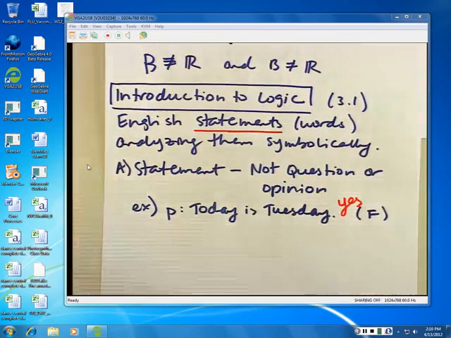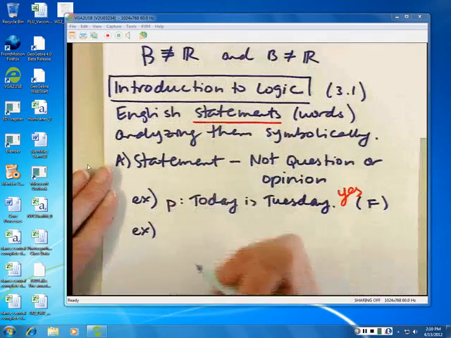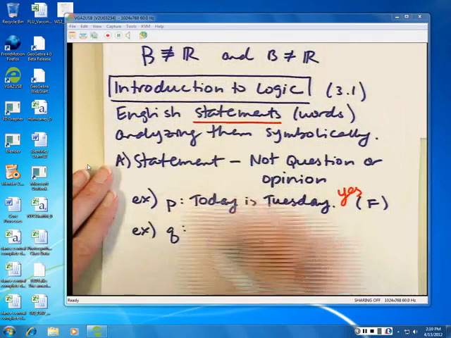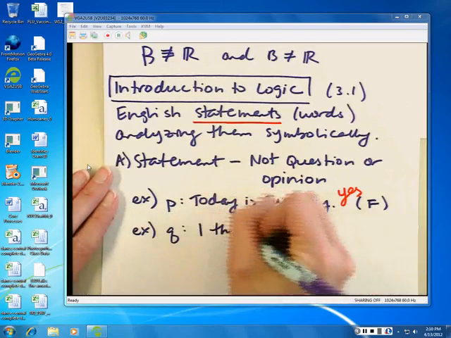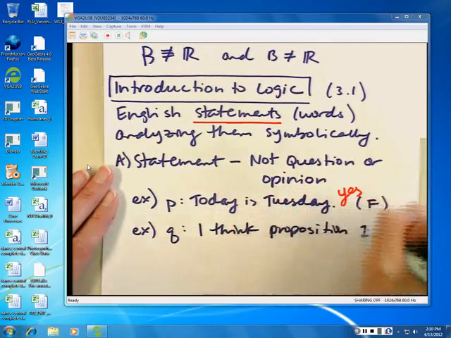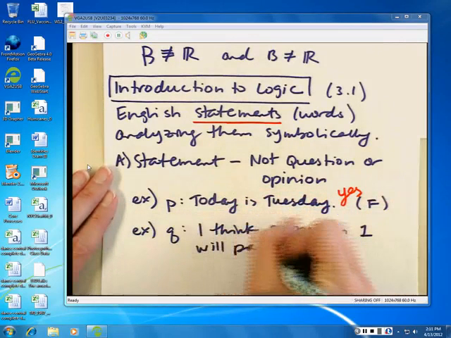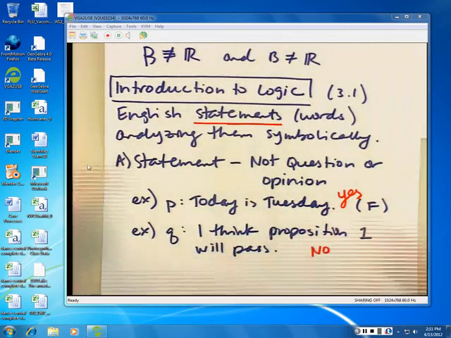Okay, so it could be false, it could be true, but it has to be not an opinion and not a question. Okay, so here's another one. So Q. I think Proposition 1 will pass. This one is actually an opinion because it's about what I think, it might pass and it might not pass, but I'm making an opinion about what I think will happen in the future. Some of these are kind of hard to determine, but this one is not a truth statement.